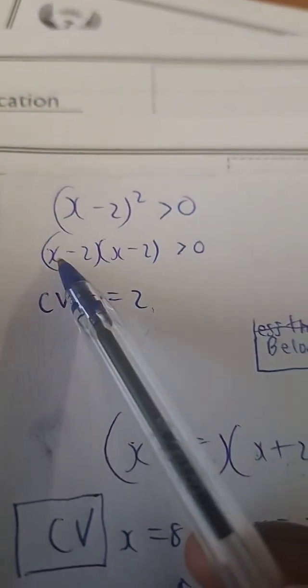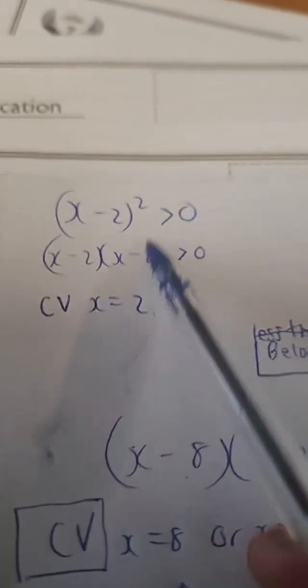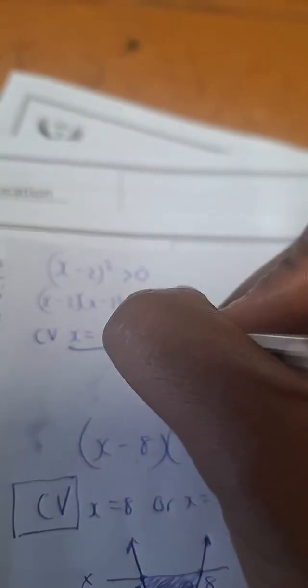(x - 2)(x - 2). That means our critical value is going to be x = 2. Because if you substitute 2 here, 2 minus 2 gives you 0. For this bracket as well, 2 minus 2 gives you 0. So there's only one critical value here. One, not 2.